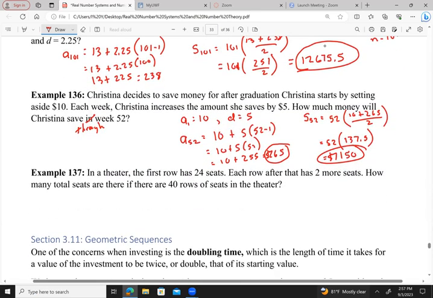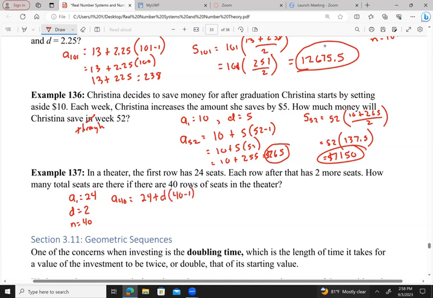In a theater, the first row has 24 seats. Each row after that has 2 more seats. How many total seats are there if there are 40 rows of seats in a theater? So we know a sub 1 equals 24. We know D equals 2. And we know n equals 40. We're looking for a sum, so I need to find a sub 40. I need to find the last one, which is a sub 1, 24, plus D times n minus 1.